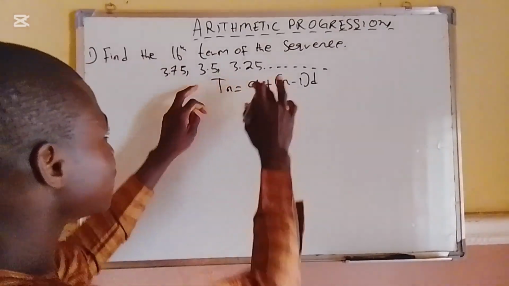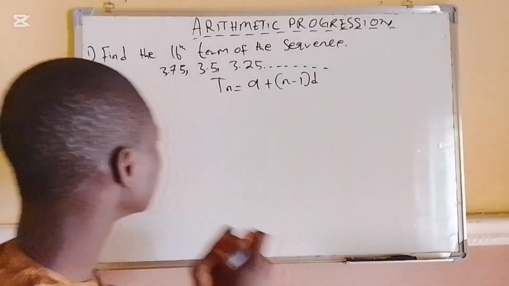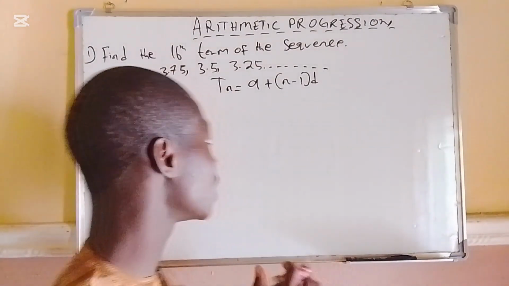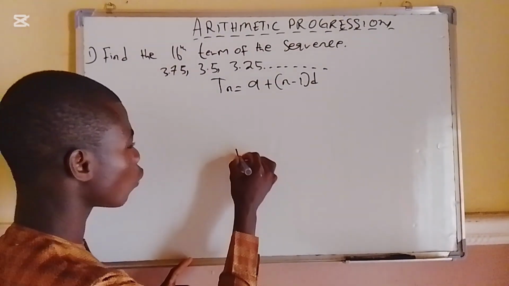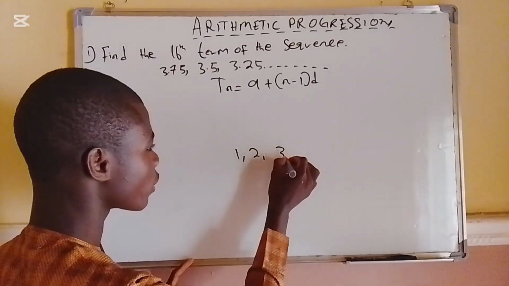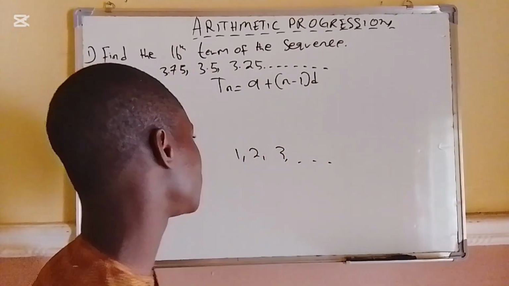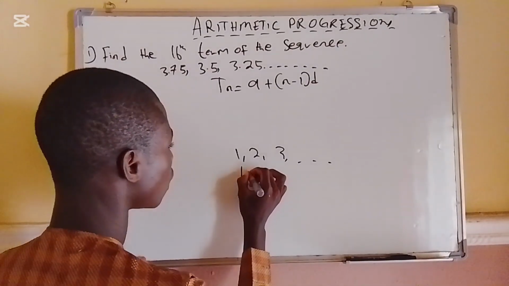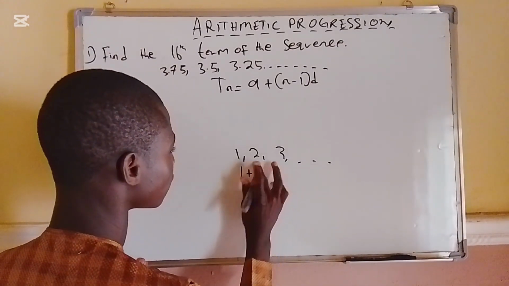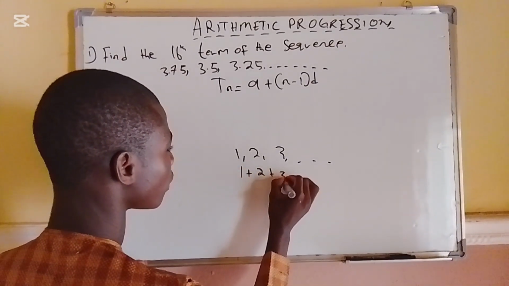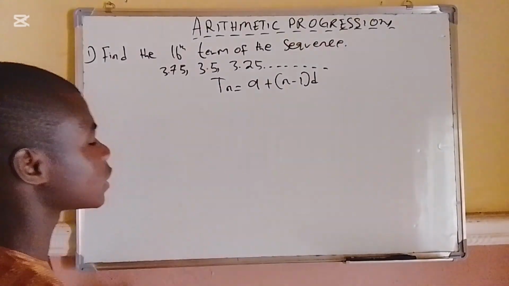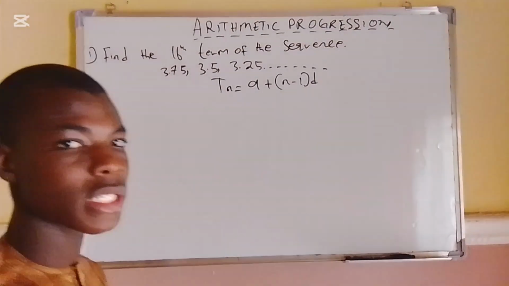This is the sequence. You have to know the difference between sequence and series. A sequence, let's say, is 1, 2, 3, etc. But the series is 1 plus 2 plus 3 plus 4, etc. This is what we call a series.